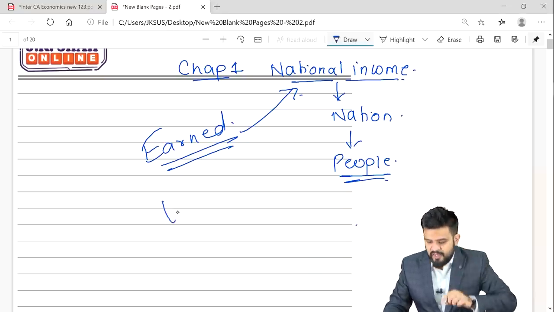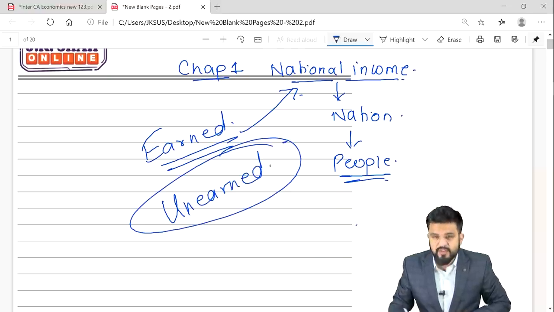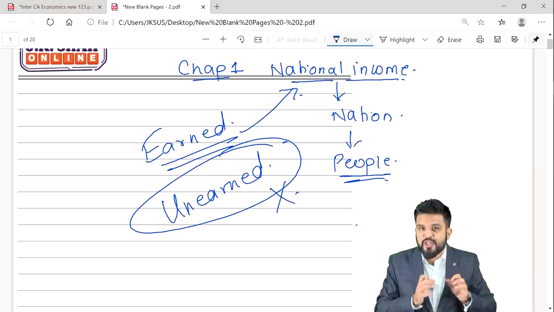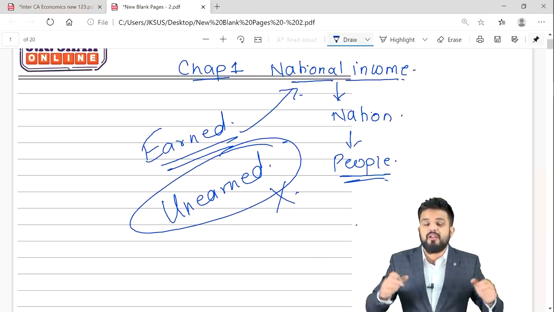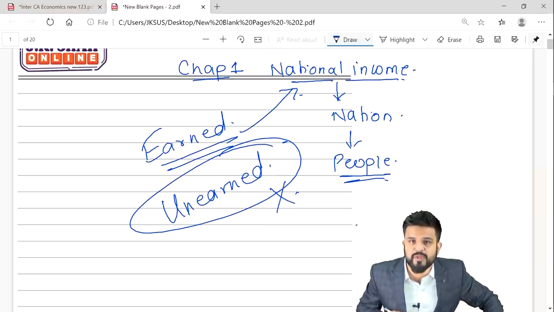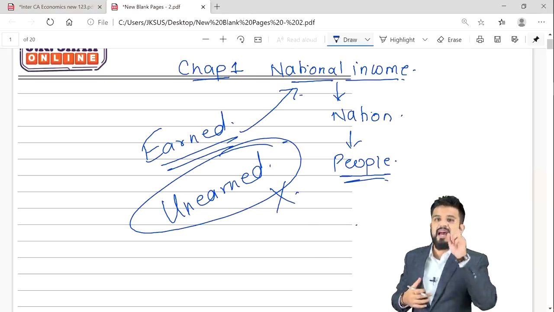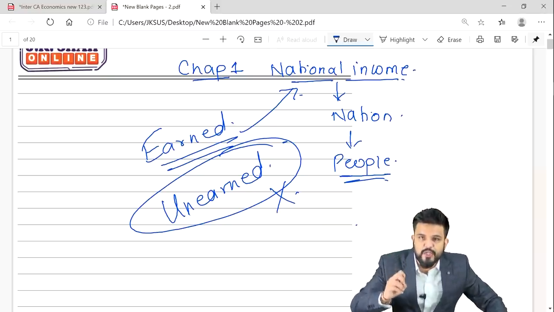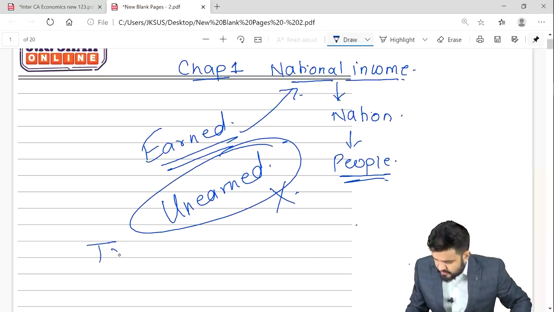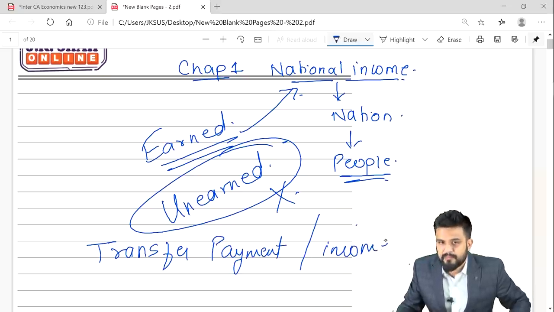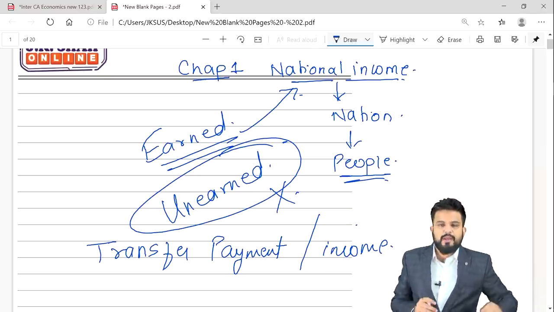Any income which is unearned should be excluded from the national income calculation. Like gift, grant, charity, donation, scholarship, dowry, pension, unemployment allowance, these are all unearned. Without you doing anything, you are getting that. Like on my birthday, my father gave me 5,000 rupees cash. Now that 5,000 is a gift for me. I have not earned that money. So national income says, please ignore anything which is unearned, because they are called transfer payments or transfer income. Such things won't be a part of national income.